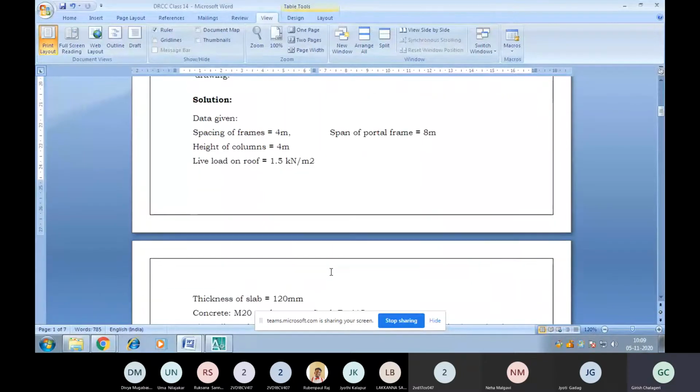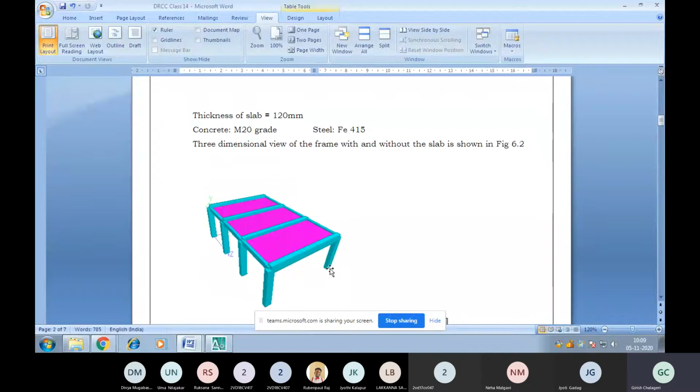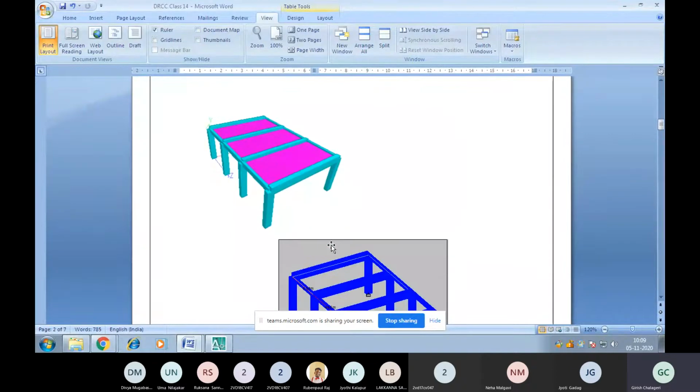From the given data, let us make one drawing. Look at the diagram here. A portal frame diagram has been shown. You can see the columns and the beams connected with the frames. This one full frame is called a portal frame, where we get two columns and a beam. The width of the frame is given as 8 meters; the distance between these two is 8 meters.